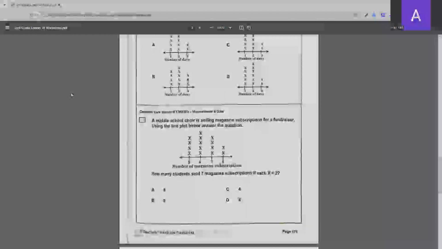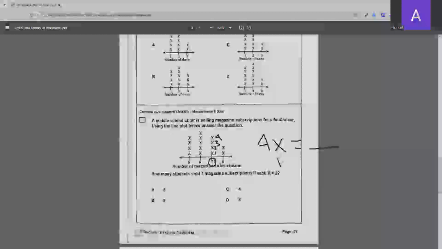Next, a middle school choir is selling magazine subscriptions for a fundraiser. Using the line plot below, answer the question. How many students sold seven magazine subscriptions if each X equals 2? So seven magazine subscriptions are right here. And there's one, two, three, four X's. So 4X equals blank.